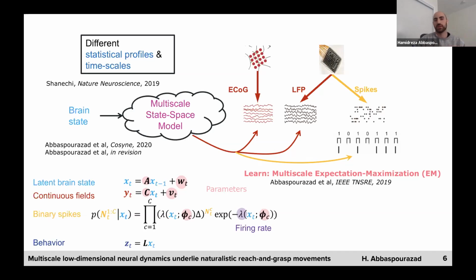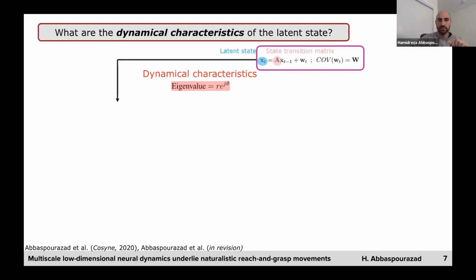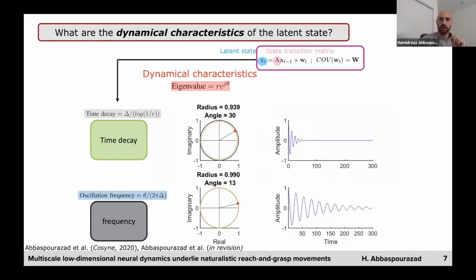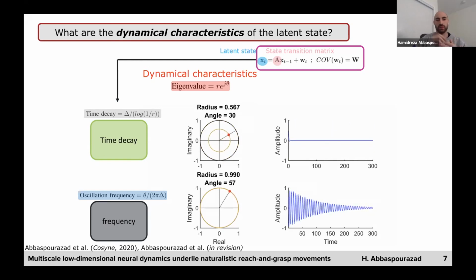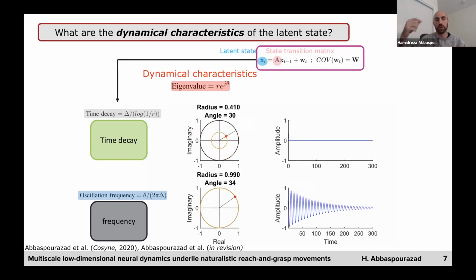But how do we investigate the dynamical characteristics? To do that, we take a close look at the state transition matrix in the state space equation. The eigenvalues of the state transition matrix directly and uniquely quantify two dynamical characteristics, the time decay and the oscillation frequency. The time decay is how fast the latent state decays in time given an impulse response, and it directly depends on the radius of the eigenvalue on the unit circle. Also, the oscillation frequency is how fast the latent state oscillates in time given an impulse response, and it depends on the angle of the eigenvalue on the unit circle.